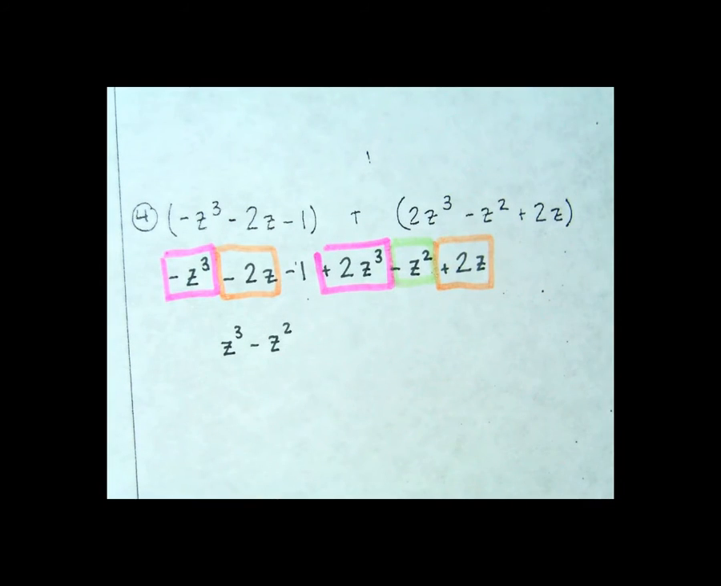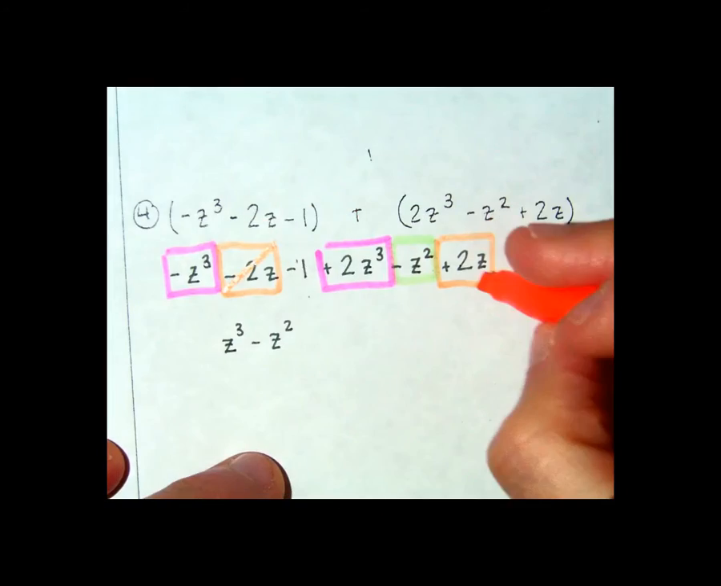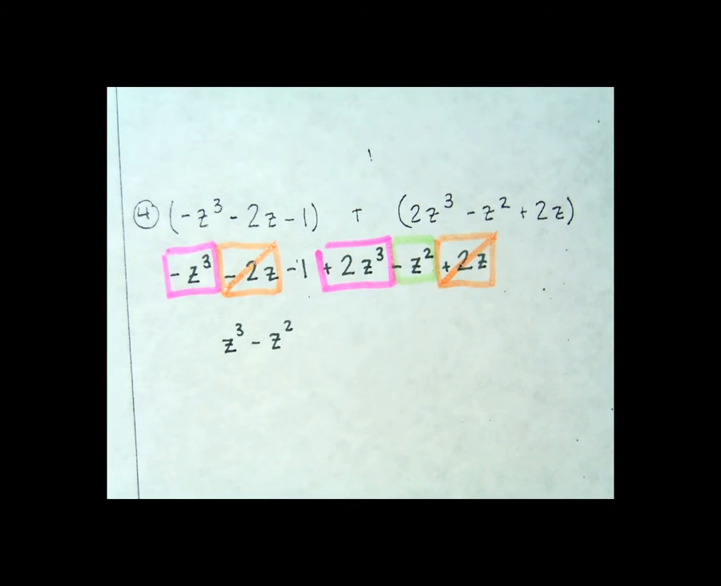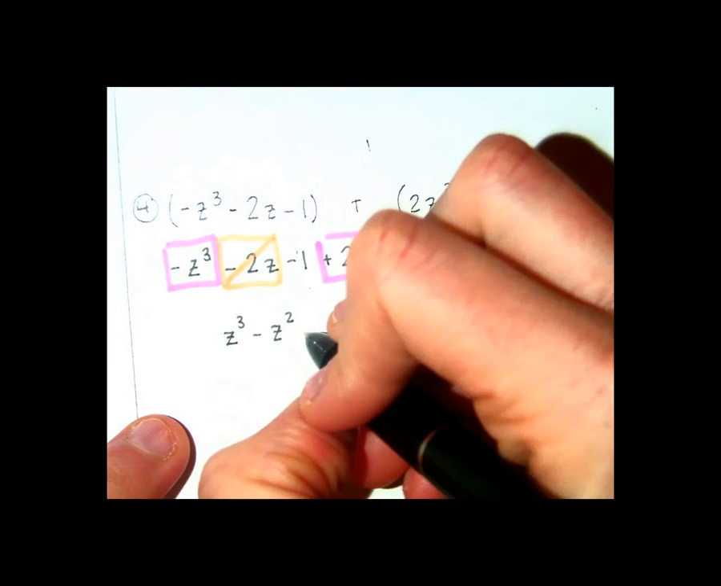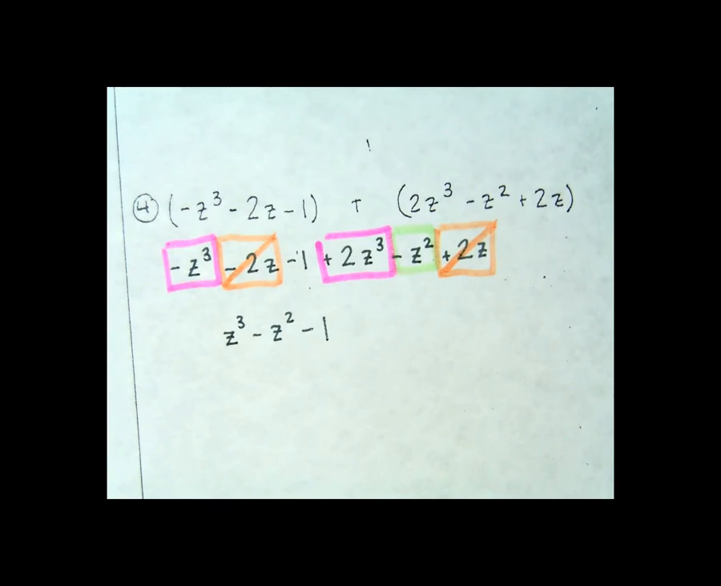They cancel out. Why? It's not technically canceling out. Negative 2 plus 2 makes it 0, and 0 times anything is 0. So we don't even need to put the z, we just need to bring down the minus 1. Okay, all we're doing today is adding.